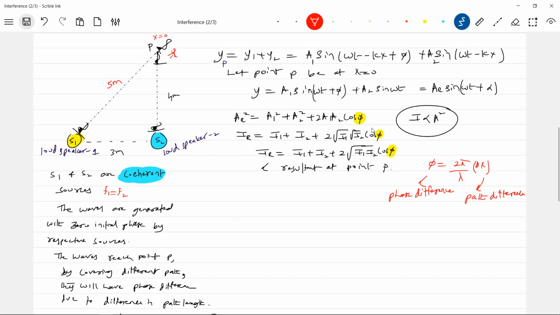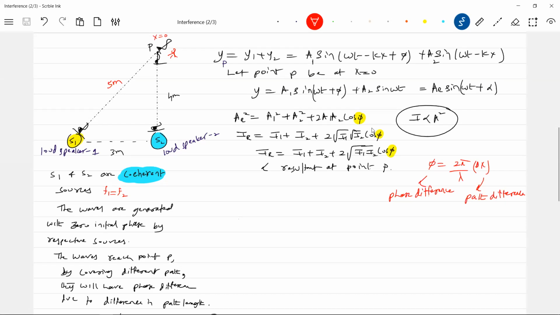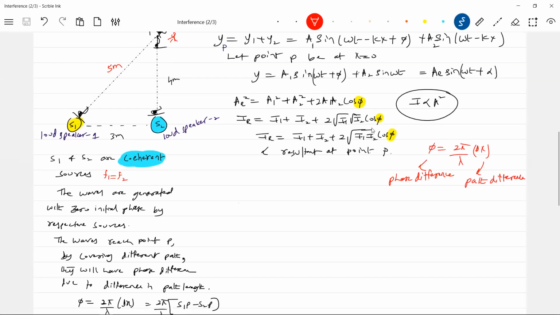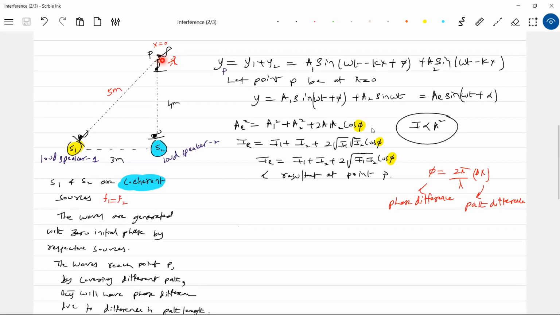Okay, let me go for some very interesting aspect here. Let's assume cos phi, the phase difference, such that delta x can take any value. It's not that it should have a specific value. Now let's ask a question: when will you hear maximum intensity? When cos phi equal to 1, then IR will be maximum.